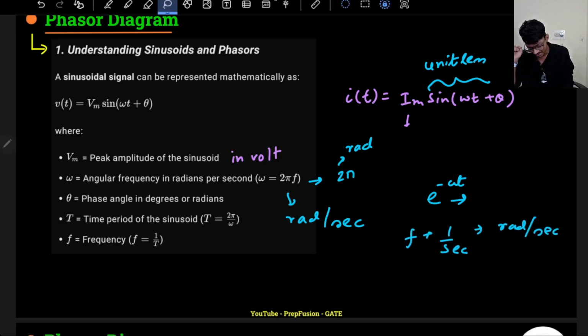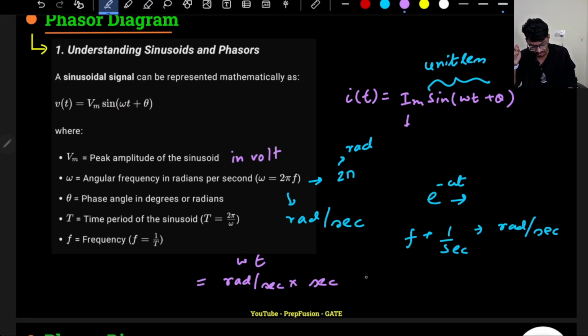Now, what is the unit of omega t? The unit of omega t will be the same as theta, correct? So here we have defined our omega to be radian per second, and if I multiply omega with t, it will be radian per second into t, that is into second. So ultimately, the unit of omega t becomes radians. Please keep this in mind.